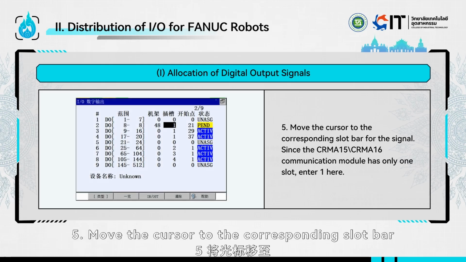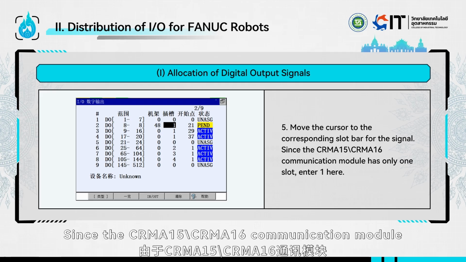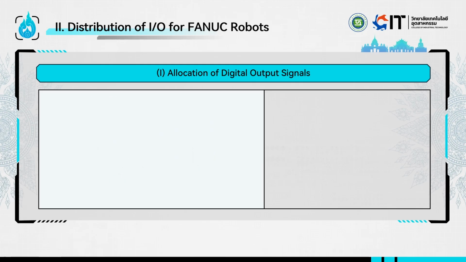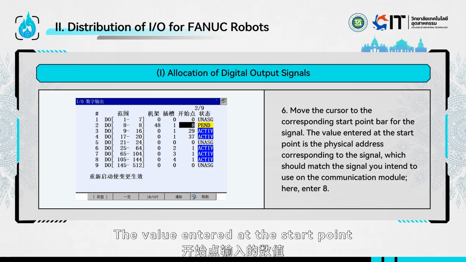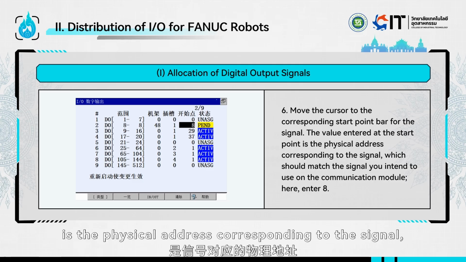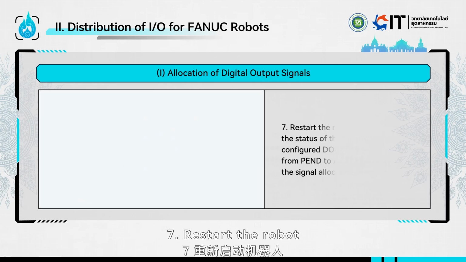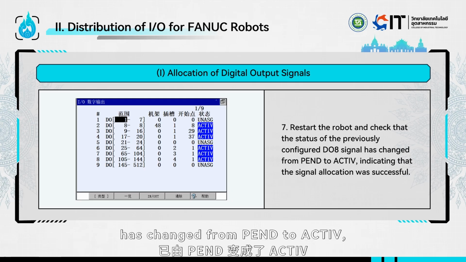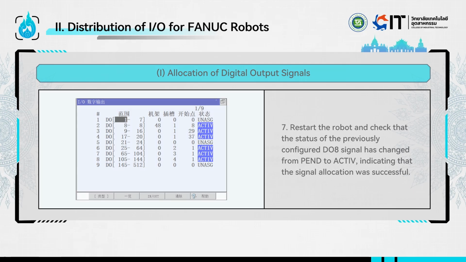5. Move the cursor to the corresponding slot bar for the signal. Since the CRMA15/CRMA16 communication module has only one slot, enter 1 here. 6. Move the cursor to the corresponding start point bar for the signal. The value entered at the start point is the physical address corresponding to the signal, which should match the signal you intend to use on the communication module. Here, enter 8. 7. Restart the robot and check that the status of the previously configured DO8 signal has changed from pending to active, indicating that the signal allocation was successful.